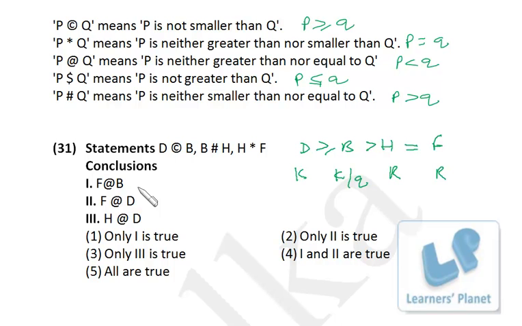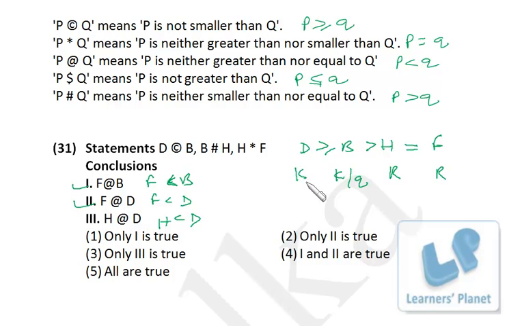F at the rate B, that means F is less than B. F is less than D, and H is less than D. F and B. Okay, B may be king, may be queen, but F is definitely rook. So definitely we can say F is less than B. Okay, so this is clear. F and D, definitely F is less than D. F is rook and D is king.